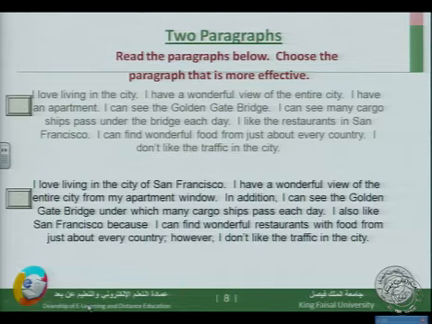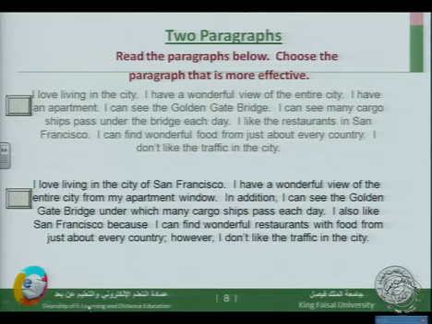I love living in the city. I have a wonderful view of the entire city. I have an apartment. I can see the Golden Gate Bridge. I can see many cargo ships passes under the bridge each day. I like the restaurants in San Francisco. I can find wonderful food from just about every country. I don't like the traffic in the city.